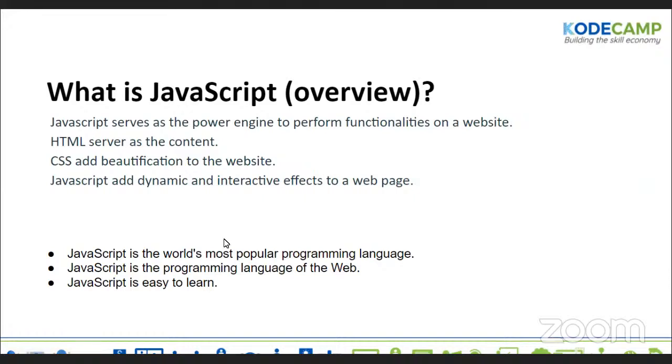JavaScript is a high-level programming language, and it's multi-paradigm. Like other languages, C++ and everything, JavaScript is a high-level programming language whereby you can do so many things with it, and it's usable across all platforms. As we saw in our first class, JavaScript is easy to learn, and I must tell you that just knowing the basics of JavaScript, you'll be able to fly high.